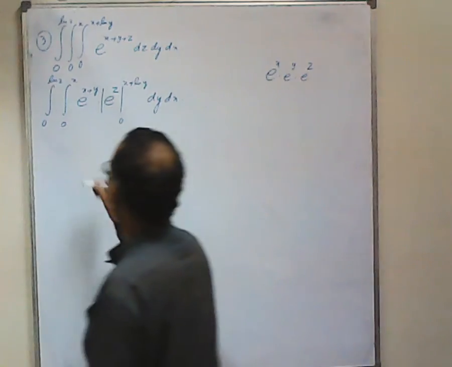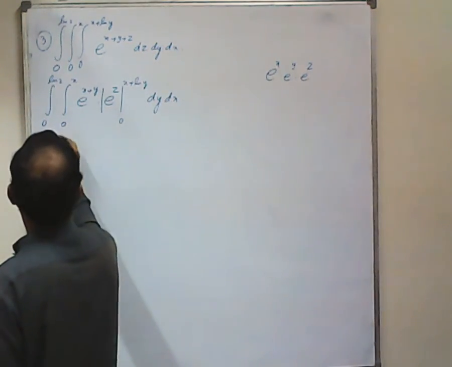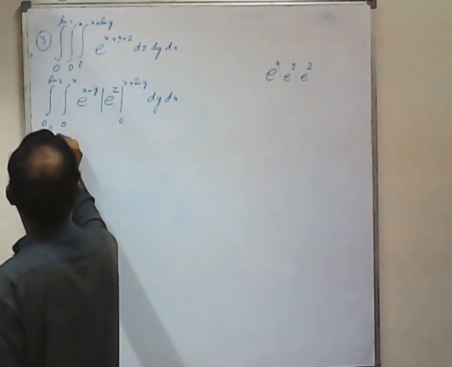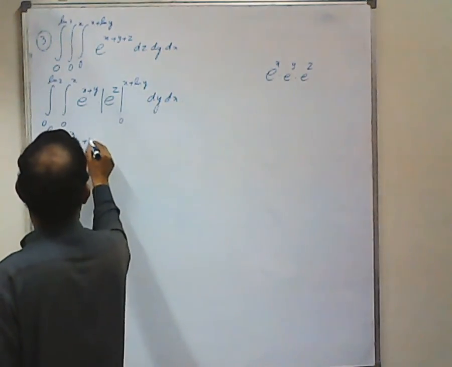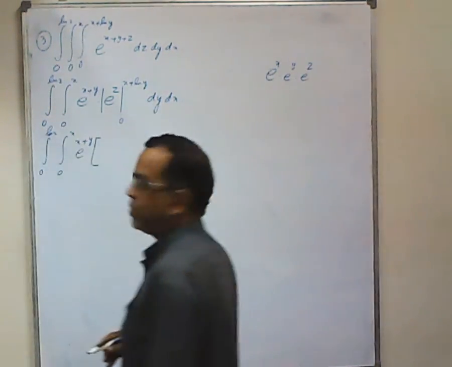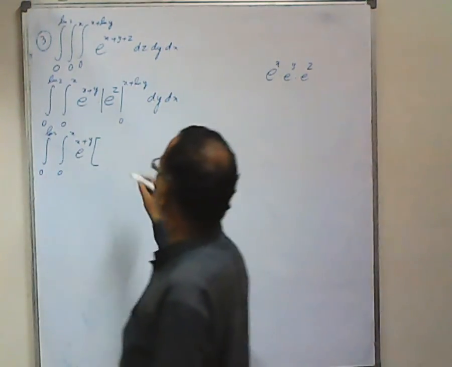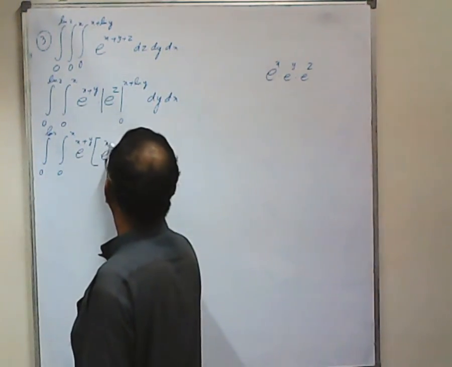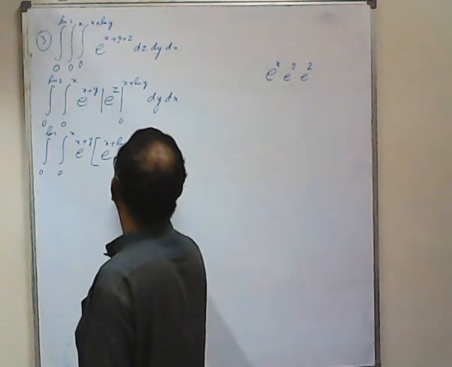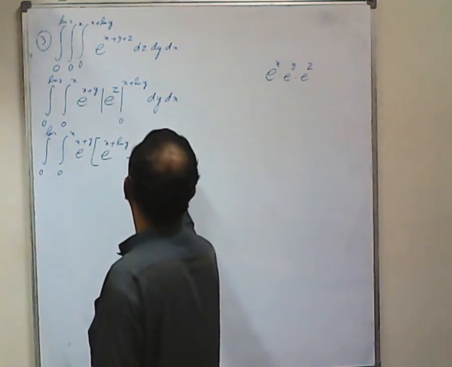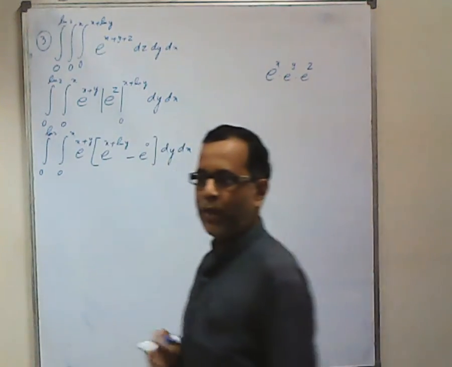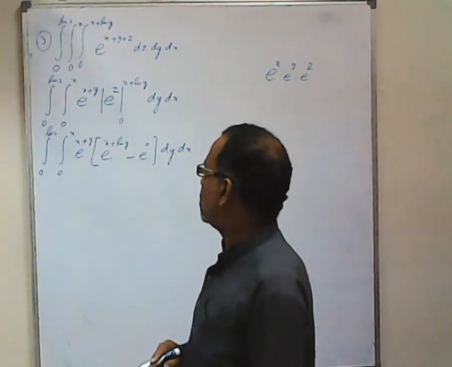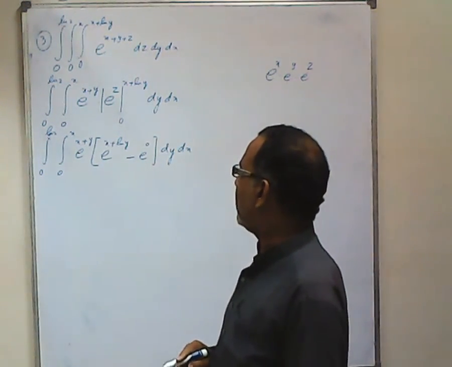So now substituting the limits, so this is 0 to log 2, 0 to x, e power x plus y, and now I am substituting the upper and lower limits. So once we have the upper limit, e power x plus log y minus e power 0, we substituted the upper and lower limit as well. So now we will simplify it.